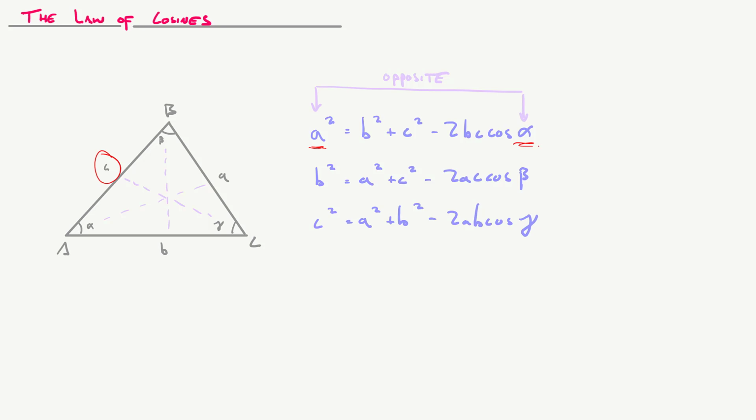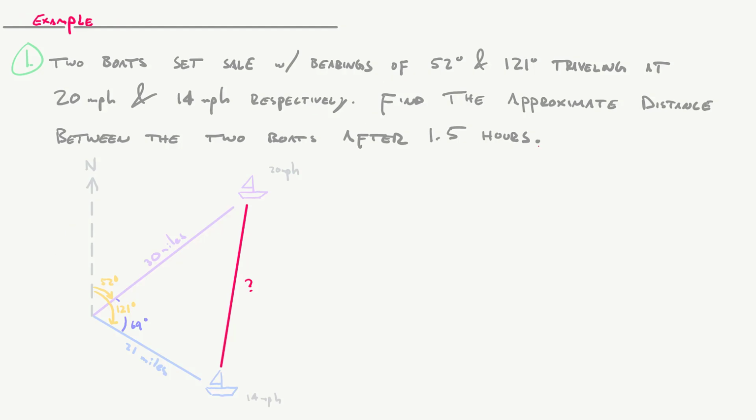Okay, let's go back to our example. So we got these 2 boats, right? We figured out that this is a distance of 30 miles. We figured out this is 21 miles. This is 69 degrees, and now we can figure out what this distance is using the law of cosines. So if we get rid of all the detail of this picture, we're left with basically this triangle, and we need to figure out what x is.